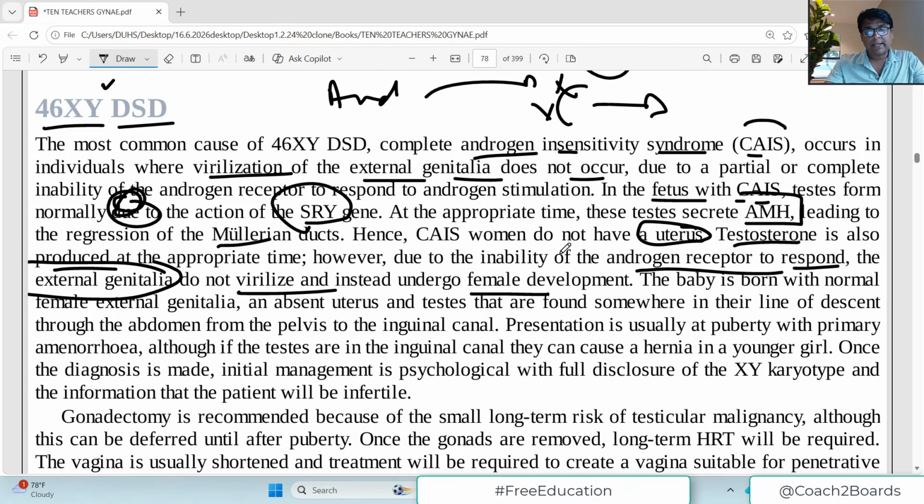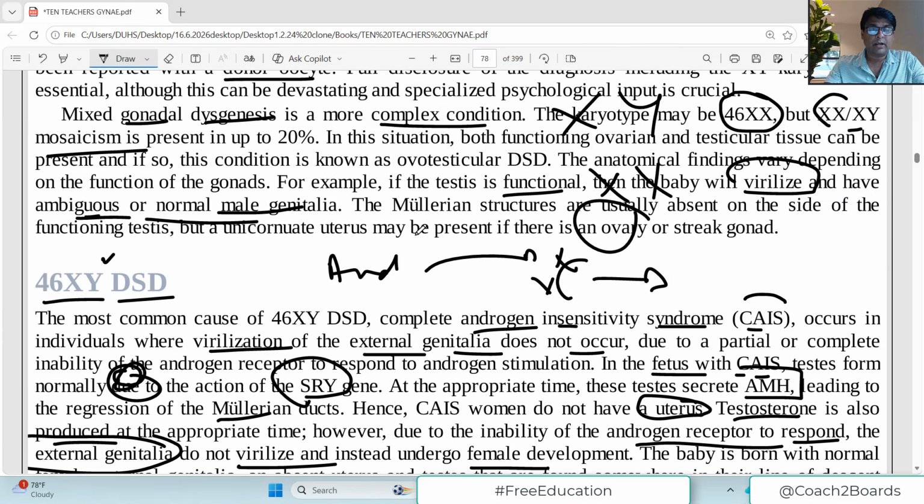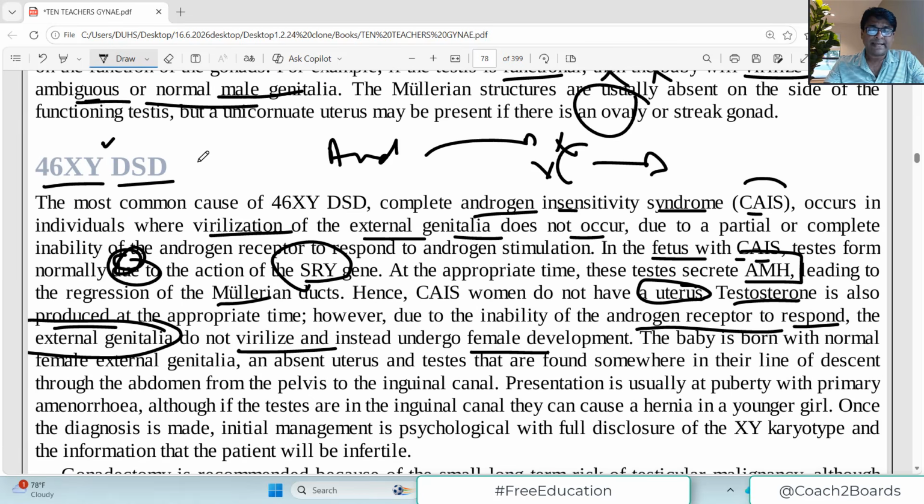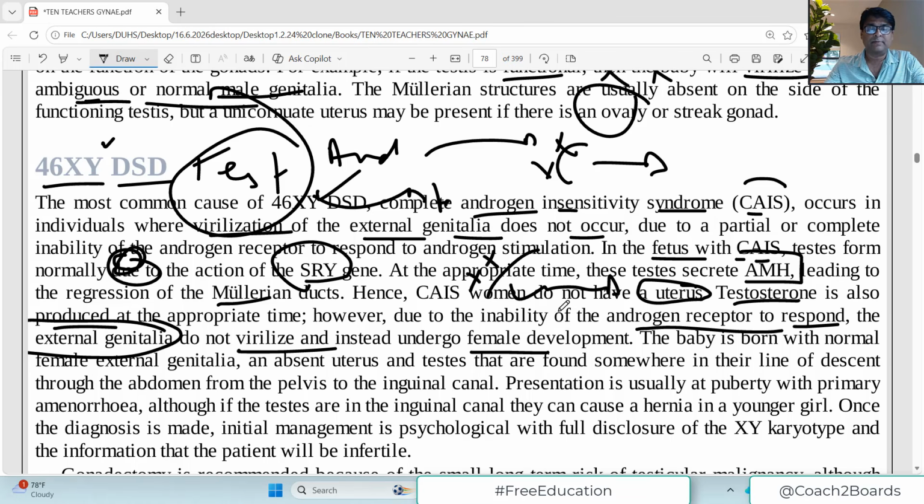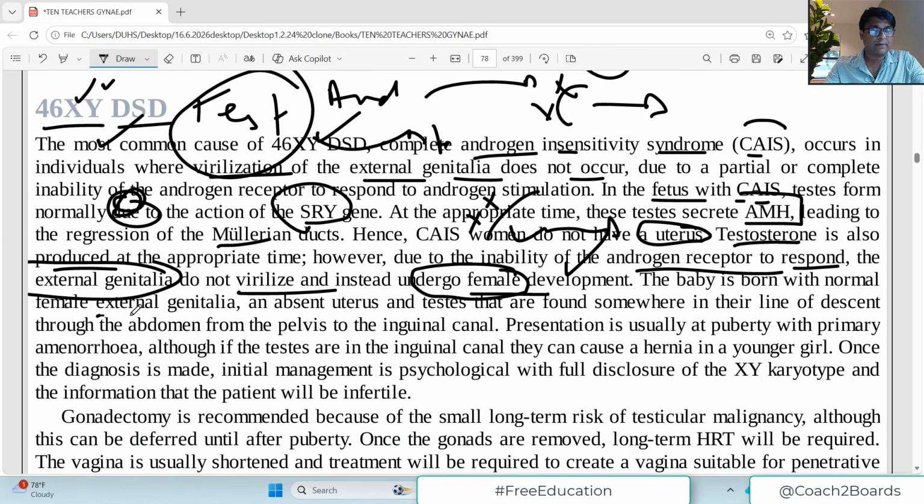So now this scenario is different from what we discussed earlier. Here, testes are present. They are present because the SRY gene is not mutated. So since testes are present, testosterone is also being made. But then the external genitalia are insensitive to the androgen. So therefore they do not virilize and they persist as female external genitalia. So male genotype, testis present, uterus and vagina absent, but external genitalia like female. The baby is born with normal female external genitalia.